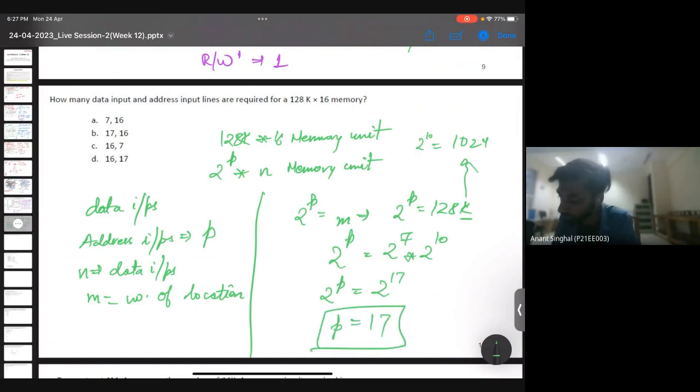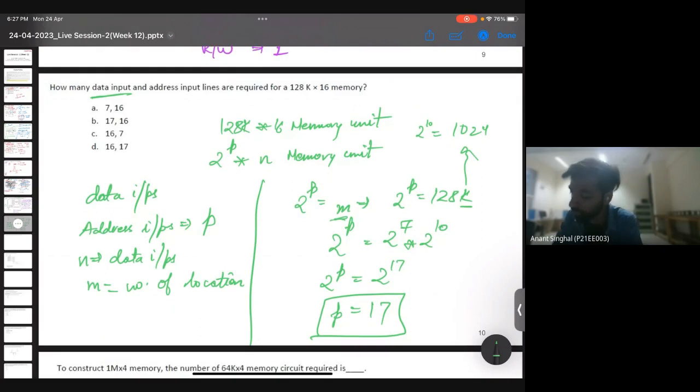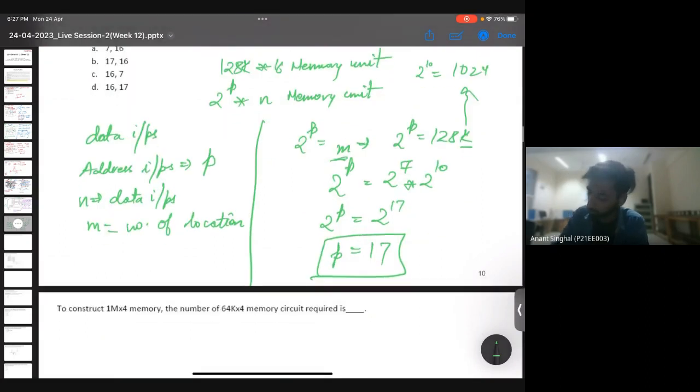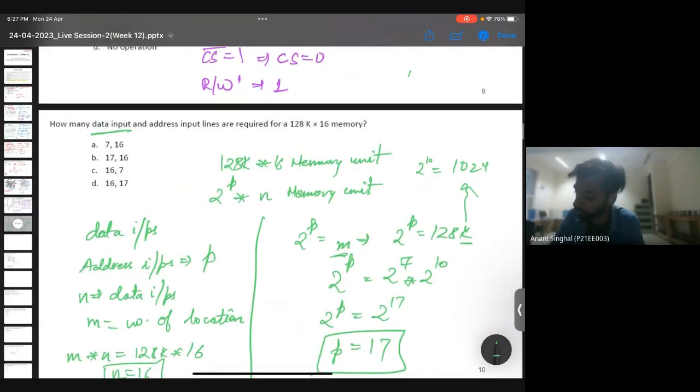Now the next question asks first for the data input. So the data input was nothing but n data inputs. Okay, so now we'll calculate the data input. The general form m cross n is nothing but 128K into 16. If we compare them, n will be directly 16. The question asks first the data input and then the address input. So address input lines were 17 and the data input was 16. So the answer is D.